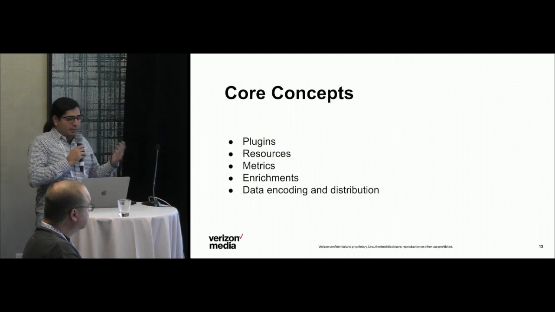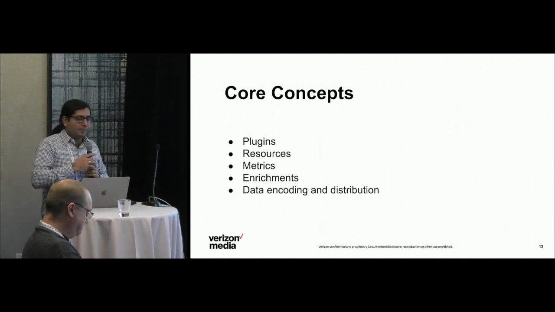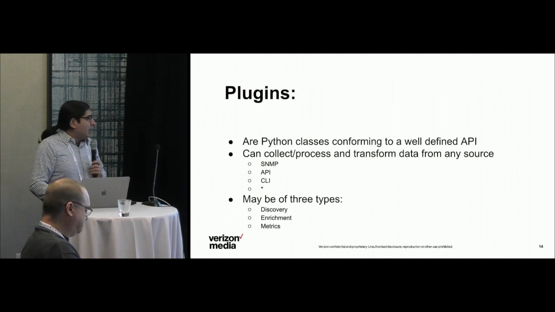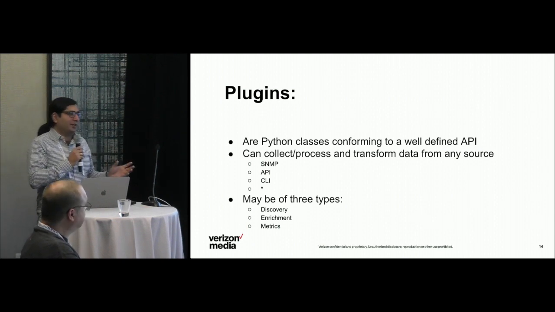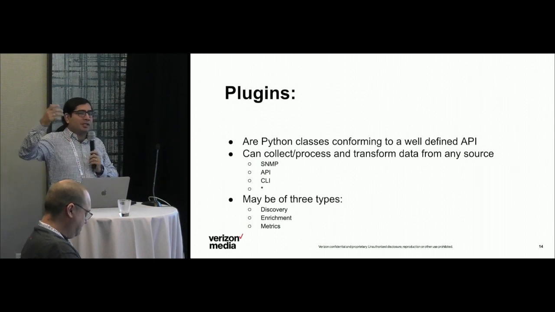Let's talk about the core concepts: plugins, resources, metrics, enrichments, and how we do data encoding and distribution. Let me elaborate. I have slides for each one of these. Plugins, okay? Like I said, they're just Python classes which have an interface. So there's a fixed input the plugins get, which is basically what is the device to monitor, some other metadata about the device, for example, the OS name and the OS version, what is the SNMP community string you should use to monitor the device, or the API password you should use. This is all input the plugin can expect, okay?